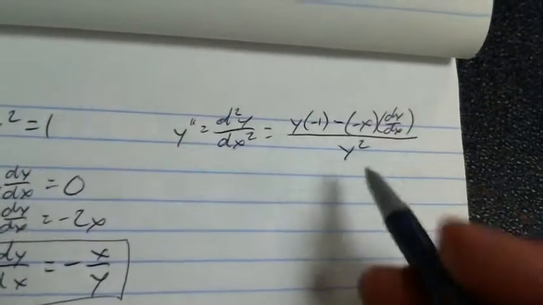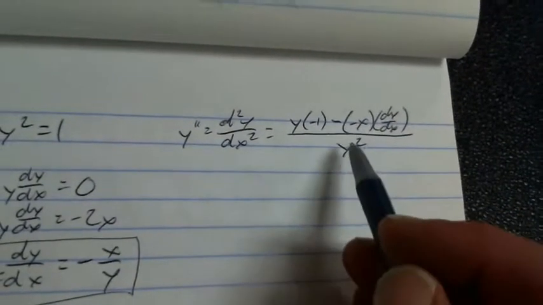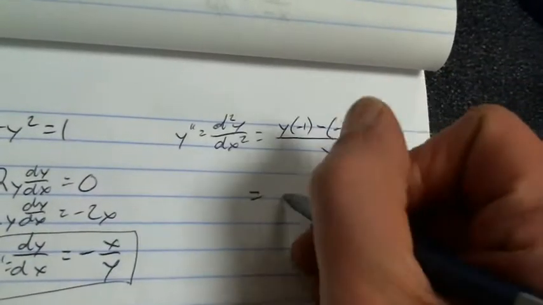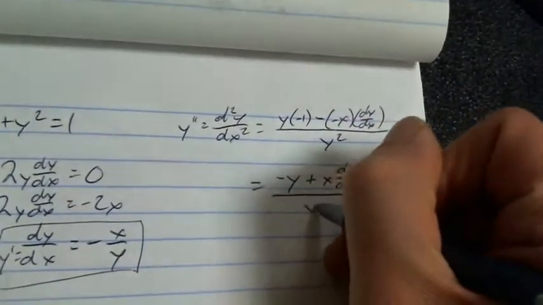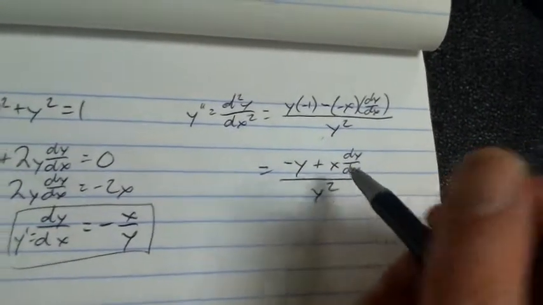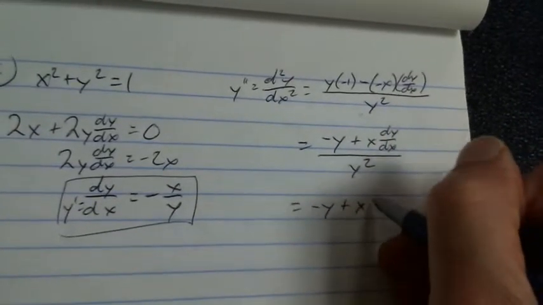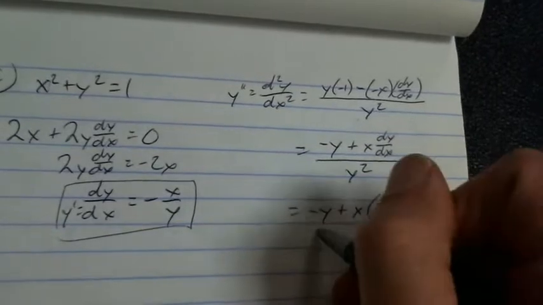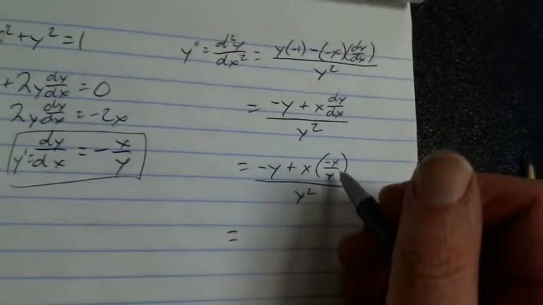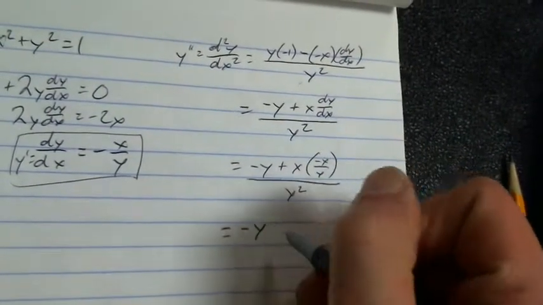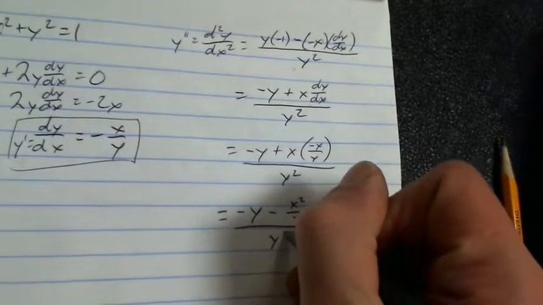Alright, now this looks good except for the fact that we have second derivative here and first derivative here. I like to keep everything in terms of x and y's. So first let's clean this up. So we got negative y plus x dy/dx all over y squared. Let's substitute this out for this here. So let's make that negative y plus x times negative x over y all over y squared. Then just clean it up a little bit further. So that'd be negative y minus x squared over y all over y squared.